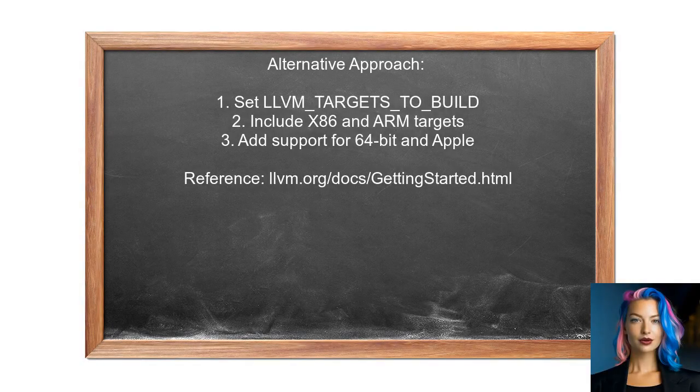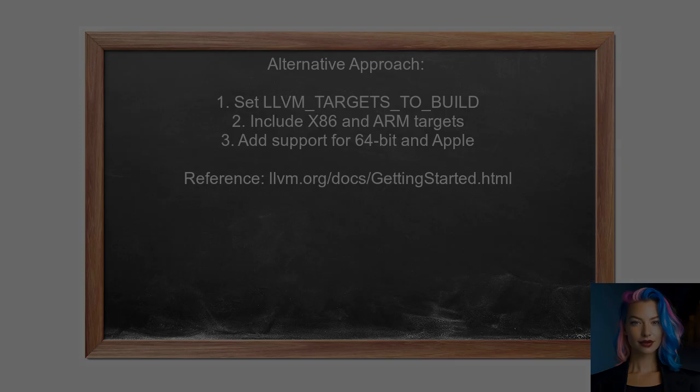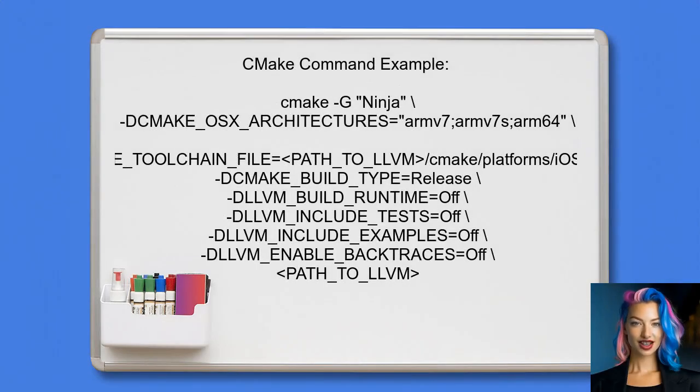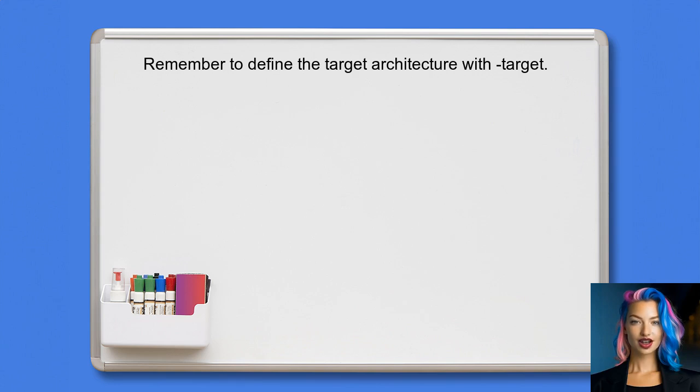This user suggests an alternative approach for cross-compiling your LLVM IR library. They highlight the importance of setting the LLVM targets to build variable to include the necessary targets, specifically x86 and ARM, along with support for 64-bit and Apple architectures. They provide a command example using CMake for iOS cross-compilation. This command specifies architectures and includes a toolchain file for iOS.